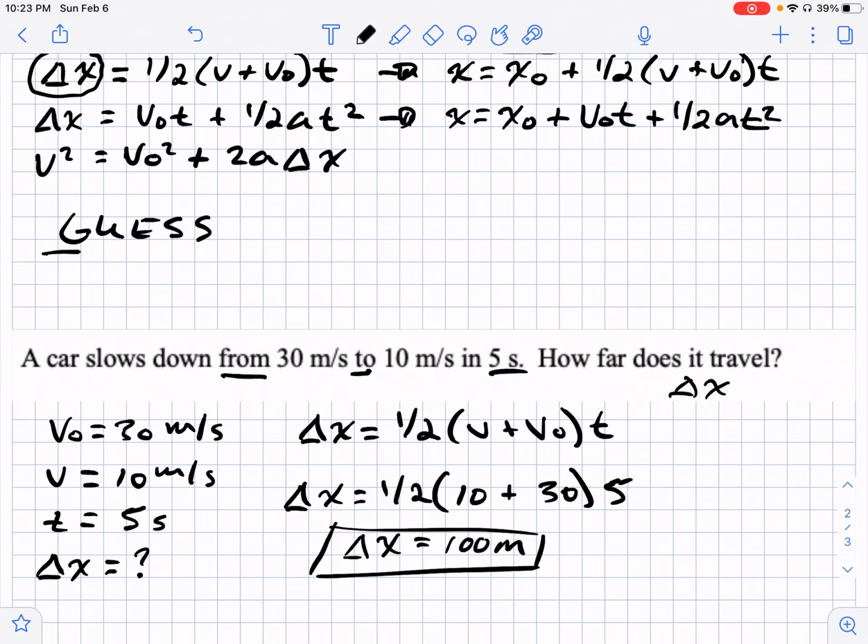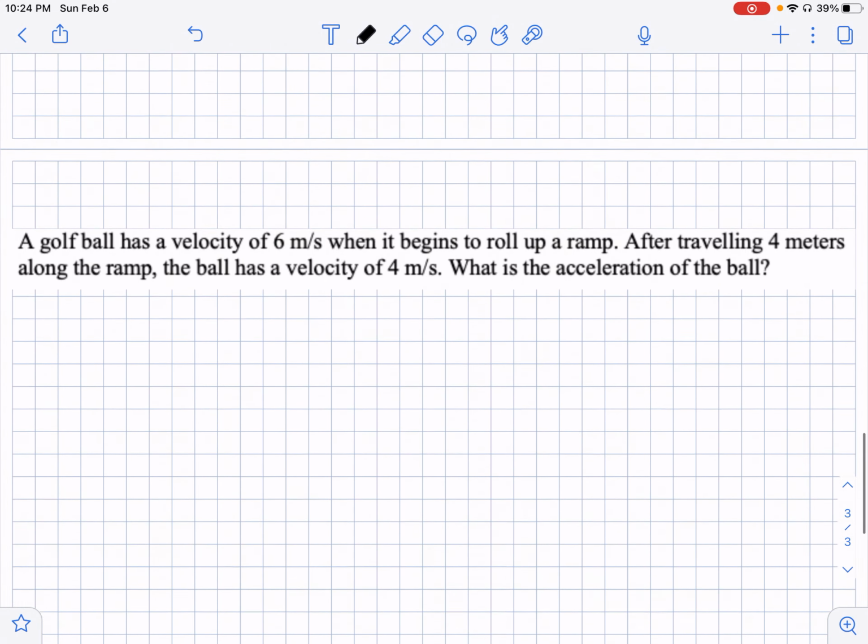Now, sometimes the kinematic equation you need to use isn't set up to where your unknown is what the equation is. So sometimes you do have to manipulate your kinematic equation a little bit. This time it worked out nicely where we didn't have to do that. Let's work one more together.